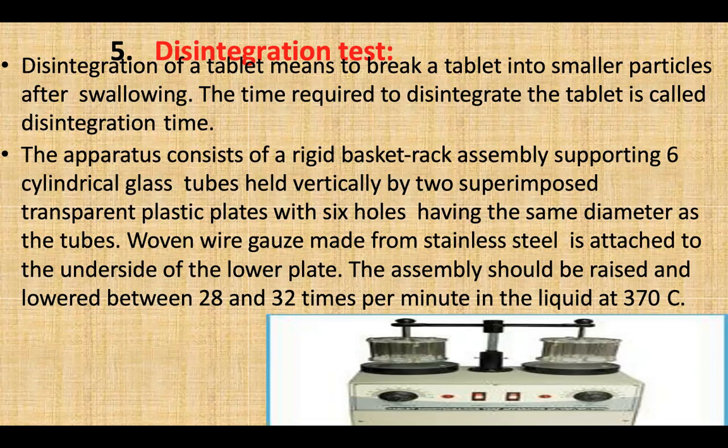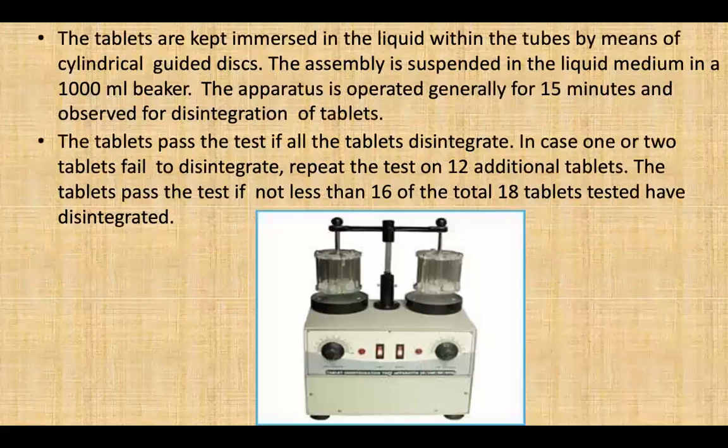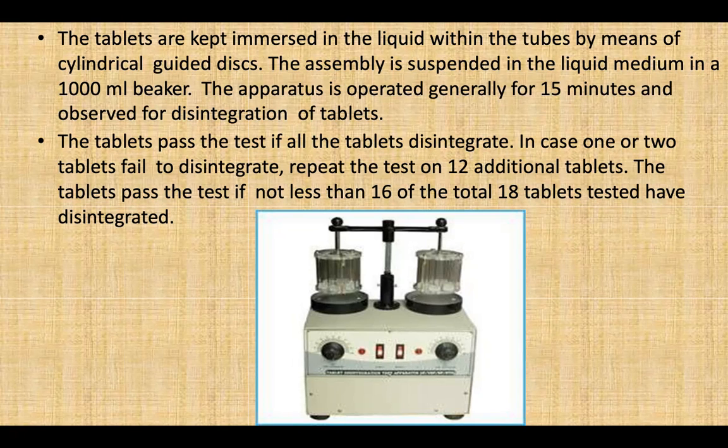Woven wire gauze made from stainless steel is attached to the underside of the load plate. The assembly should be raised and lowered between 28 and 32 times per minute in the liquid at 37 degrees Celsius. The tablets are kept immersed in the liquid within the tube by means of cylindrical guided discs. The assembly is suspended in the liquid medium in a 1000 ml beaker.